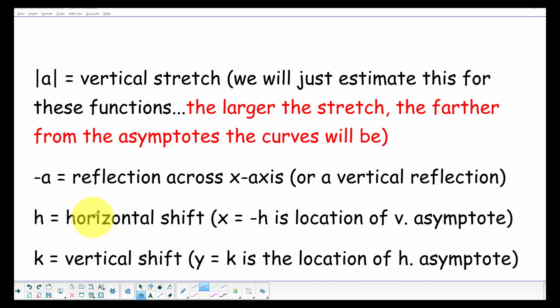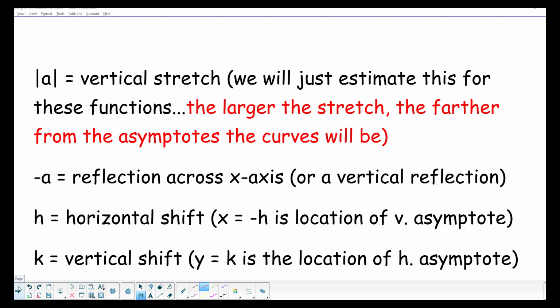h is always going to be the location of the vertical asymptote when we change its sign. So x equals negative h is the location of the vertical asymptote. And then y equals k is going to be the location of the horizontal asymptote. So just like all these other graphs that we've done before, we want to identify the a, h, and k. And then we want to make our moves based off of our parent function.